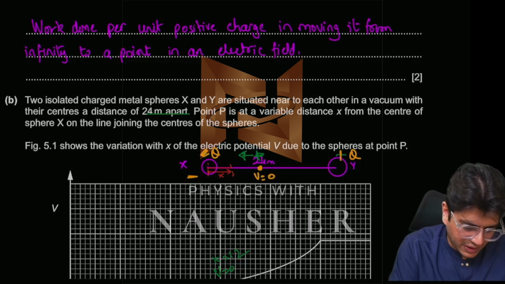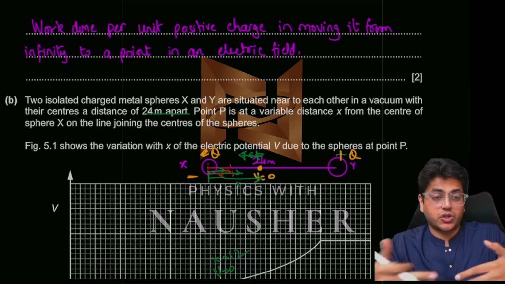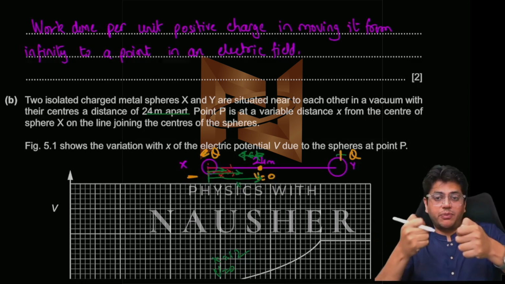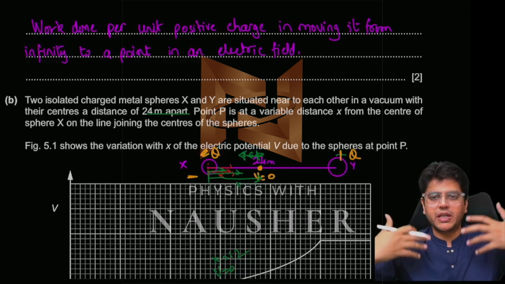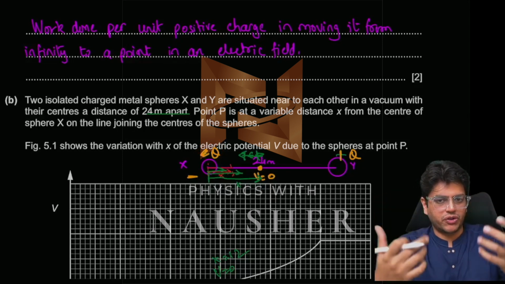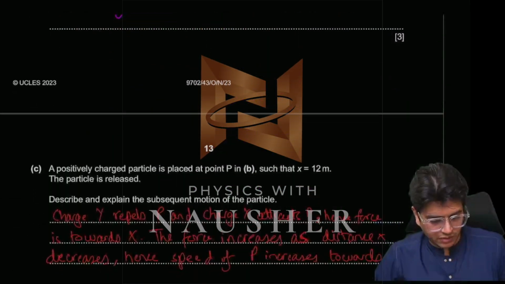So just imagine that P is getting attracted. What's going to happen to the distance x? First x was this much, then x is this much, then this much, and it keeps getting closer. Imagine you're getting pulled closer and closer to the opposite charge. Your speed will increase, your acceleration will increase, your force of attraction will increase. Those are all the things that you have to mention when you're explaining the motion.